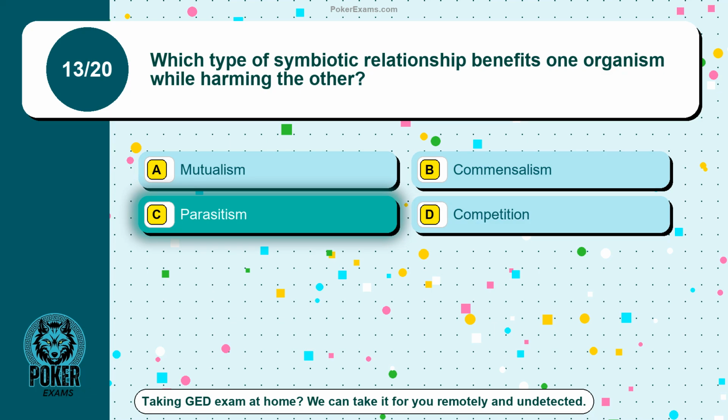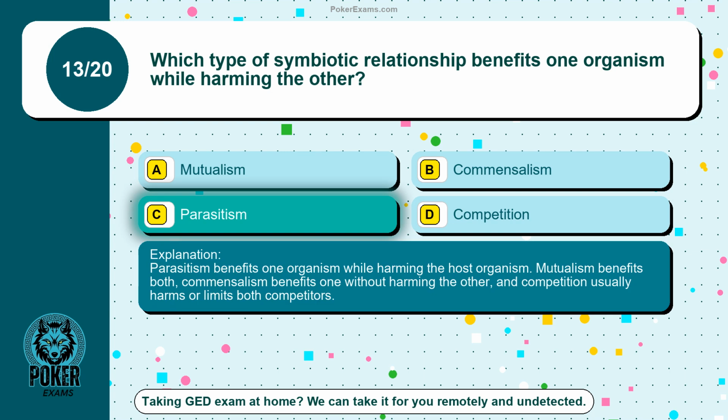The correct answer is option C, parasitism. Parasitism benefits one organism while harming the host organism. Mutualism benefits both, commensalism benefits one without harming the other, and competition usually harms or limits both competitors.